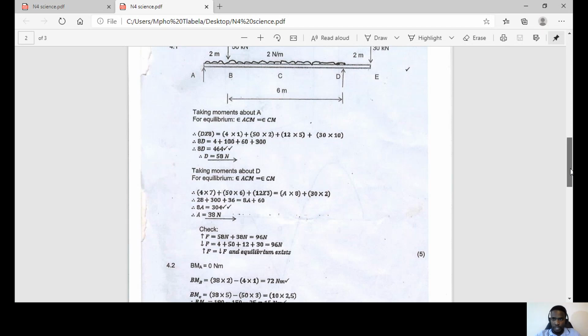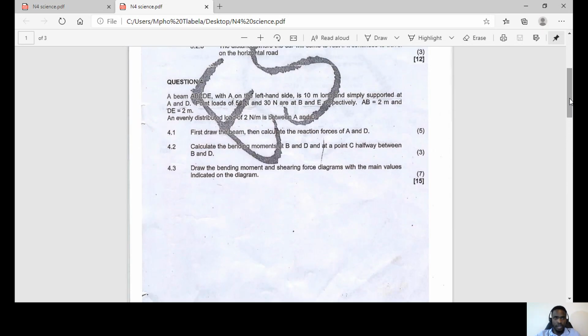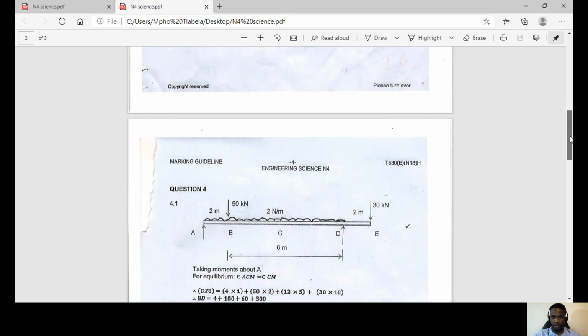Right, we go to the next question. The next question, you will notice it asks us to calculate the bending moment at B and D and at C, half D. Draw the bending moment and shear force diagrams. That is the third question. And when you draw those bending moment diagram and shear force diagram, you have to indicate on the diagram the values. Very, very important. You have to indicate the values. How do you get those values? Let's have a look at that.